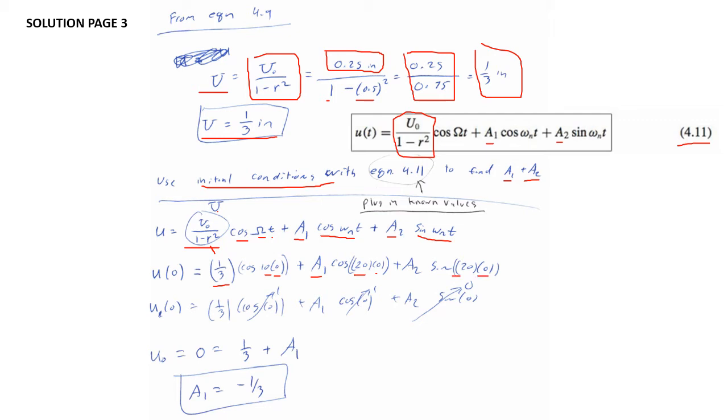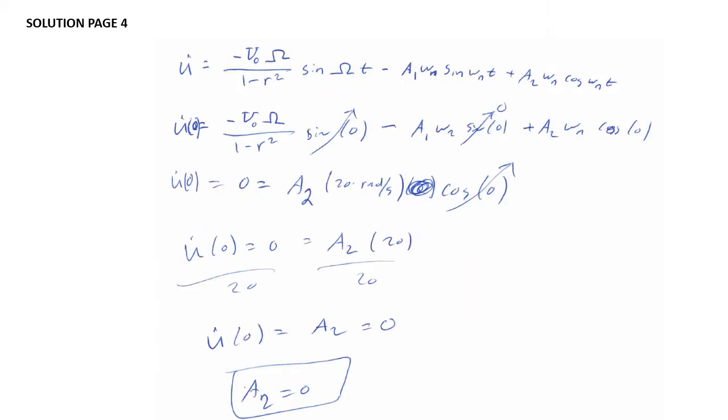Certain ones of these, our cosines of 0, are going to go to a 1. Our sine of 0 goes to 0. Cosine of 0 goes to 1. This greatly simplifies down, so we end up with u naught, which is equal to 0, is equal to 1/3 plus A1, or A1 is equal to negative 1/3. So we're able to solve directly for A1 using our initial conditions and known values.